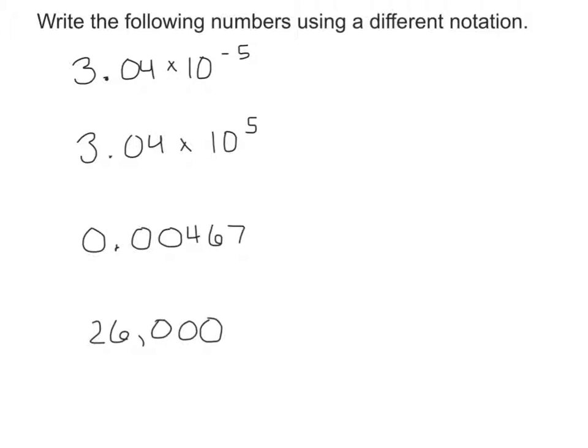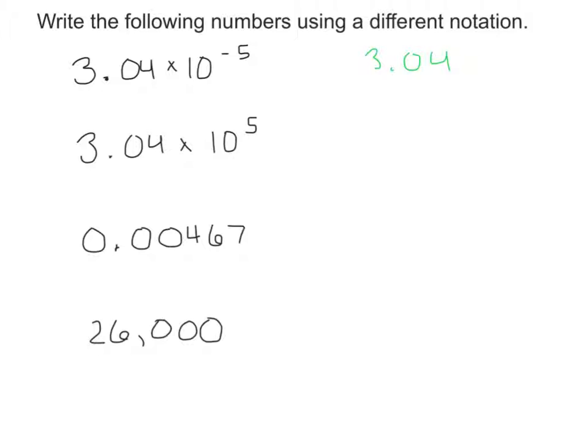I have one with a positive exponent, one with a negative exponent. Then I have an extremely tiny number and then a very big number. So we're gonna treat them all a little bit differently. First, I'm going to start with writing 3.04 down. I'm going to do this first problem.